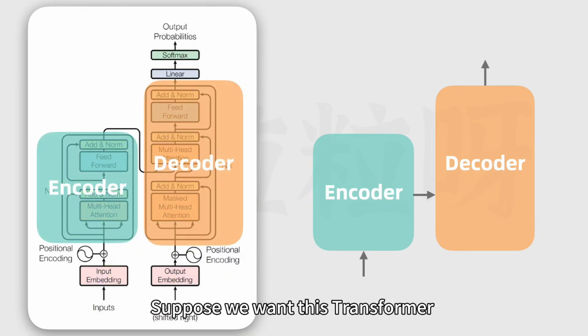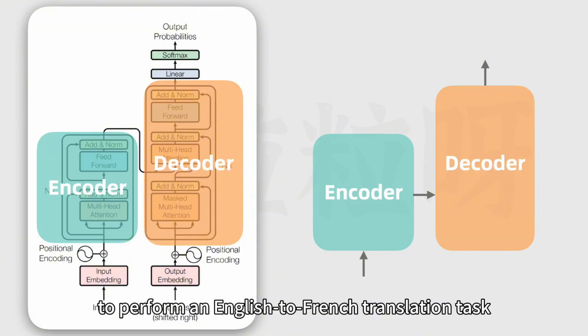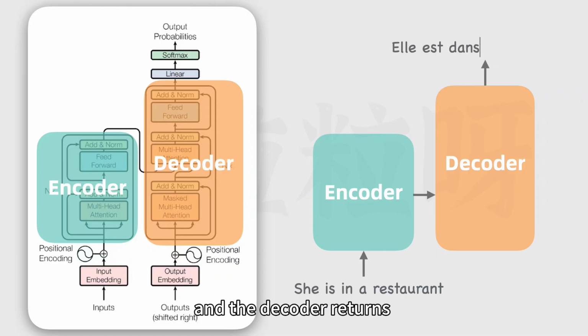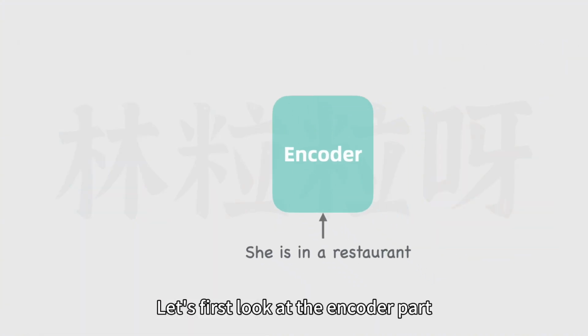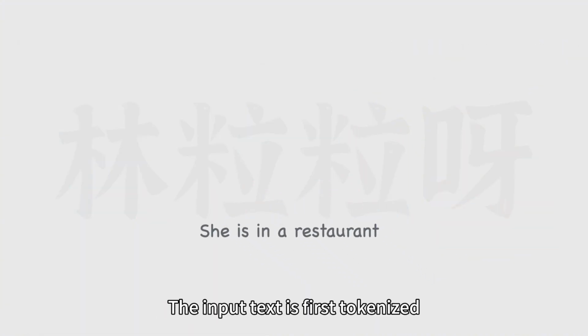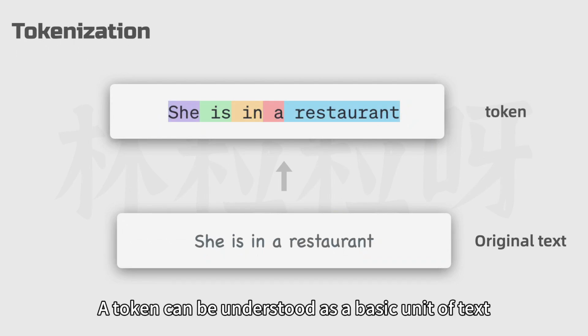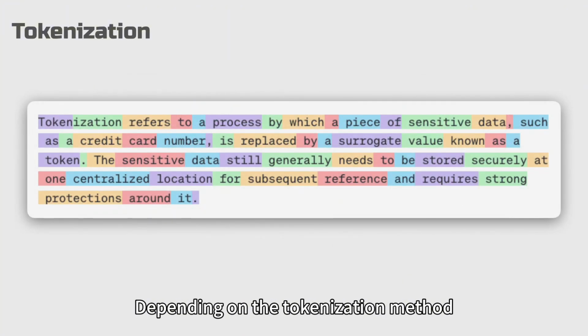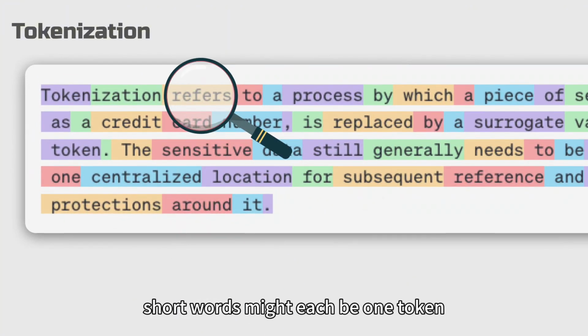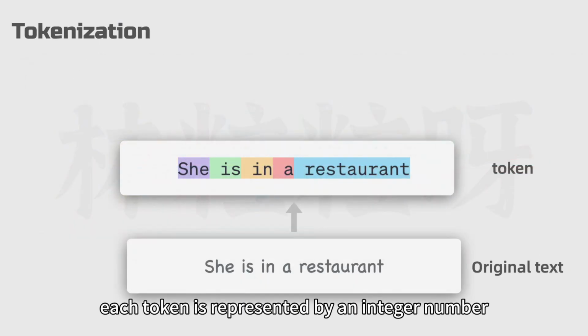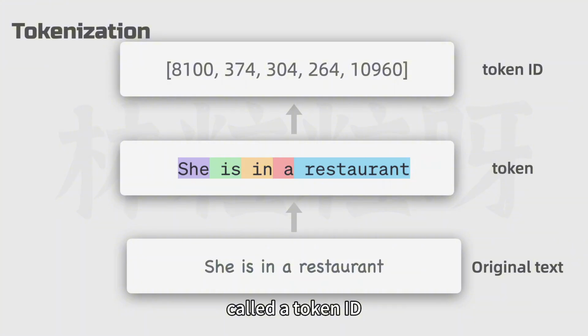Suppose we want this transformer to perform an English to French translation task. We feed an English sentence into the encoder, and the decoder returns the corresponding French sentence. What happens during this process? Let's first look at the encoder part. The input text is first tokenized, meaning it is split into individual tokens. A token can be understood as a basic unit of text. Depending on the tokenization method, short words might each be one token, while long words might be split into multiple tokens. Then, each token is represented by an integer number, called a token ID.